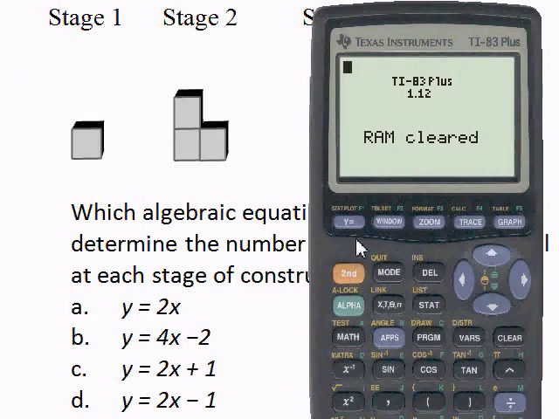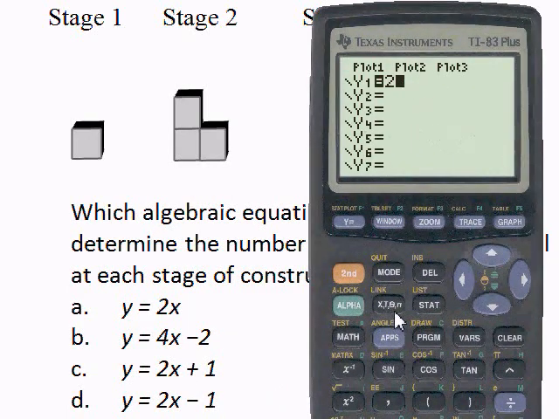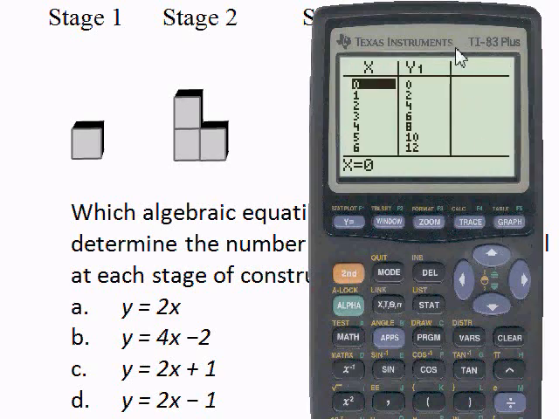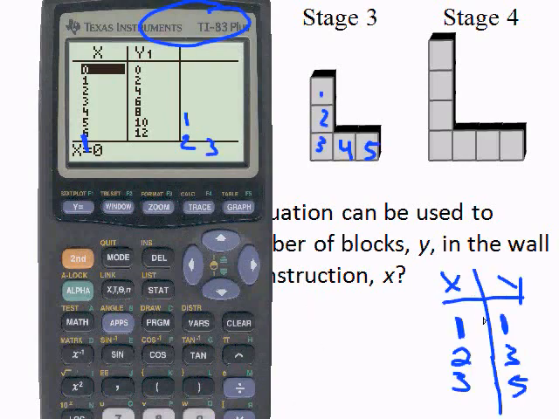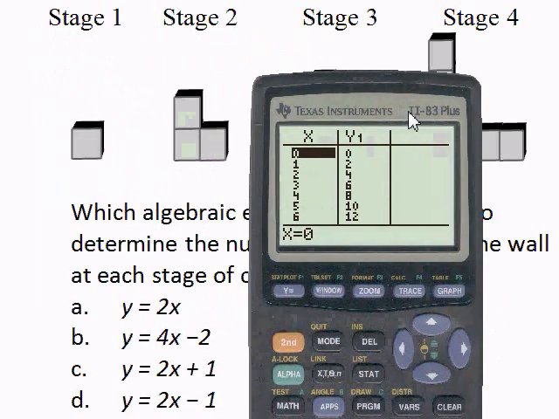So, go to my y equals, I type in 2x, and I go second graph to get my table. What we're going to do is look and see if this table matches the table we made earlier. Stage 1, 2 blocks is what the calculator says. You notice that doesn't match right away, so A is not the correct answer choice.